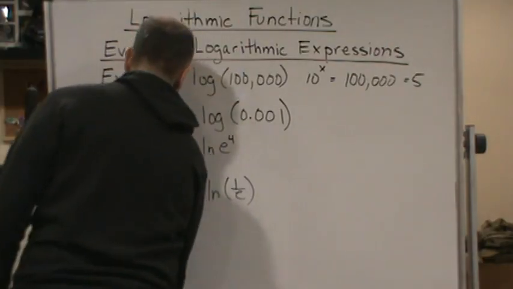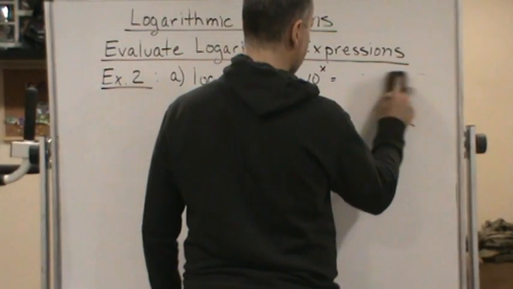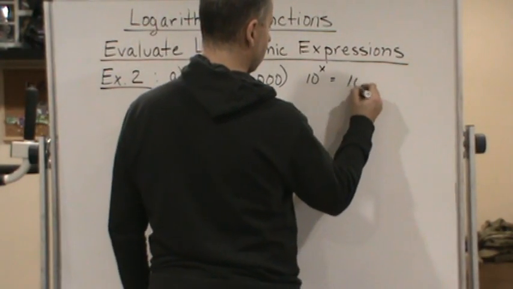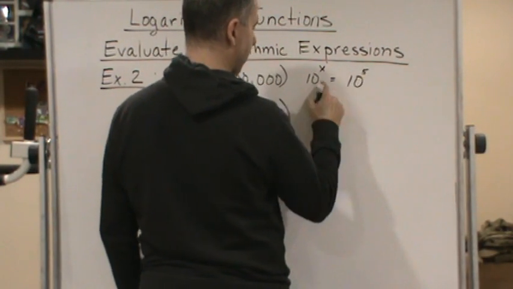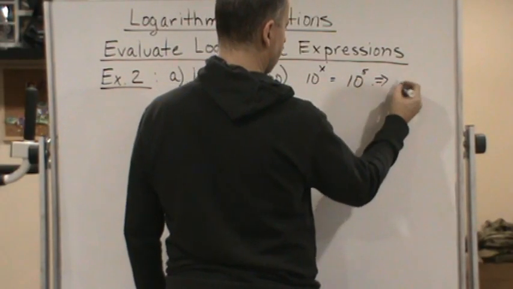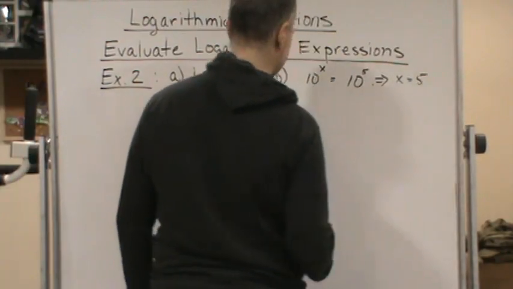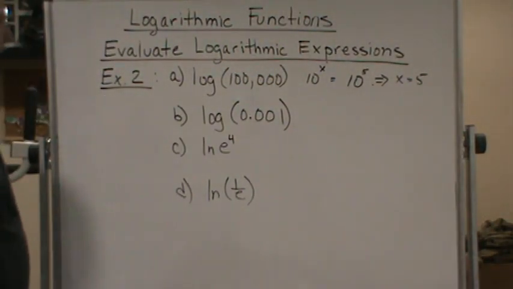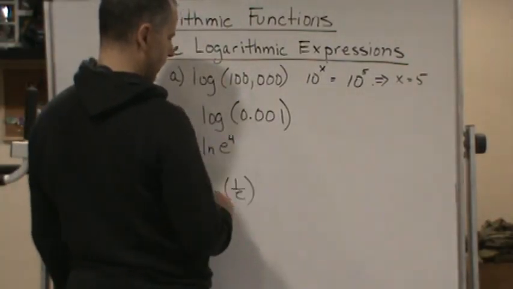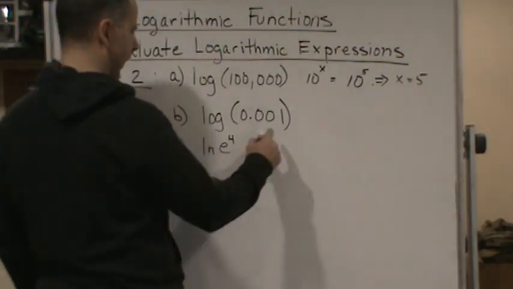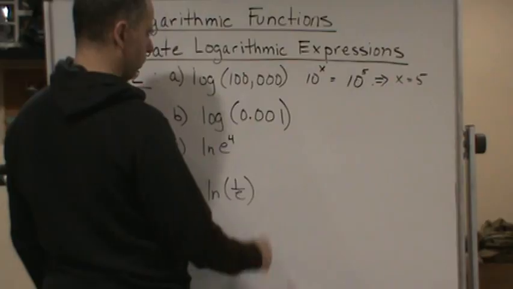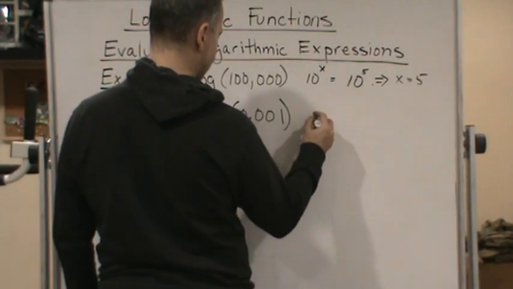Or you use the equivalence property, right? And rewrite the 100,000 as 10 to the 5th, and then the equivalence property tells us that x has to equal 5. And again here, we're looking at how many places the decimal place needs to move. So here, it moved to the left.